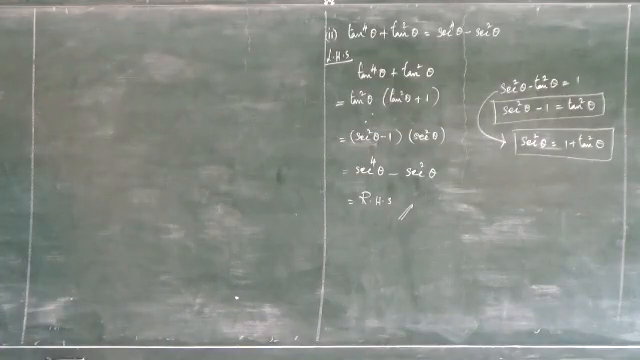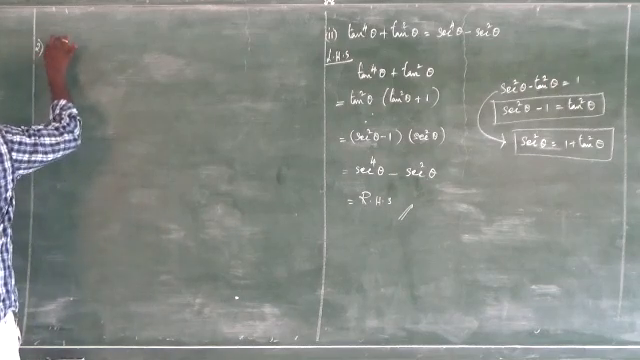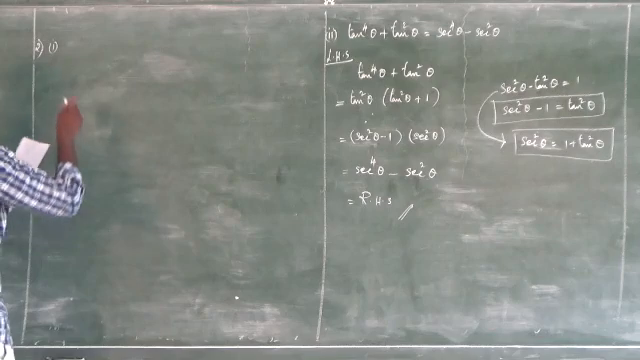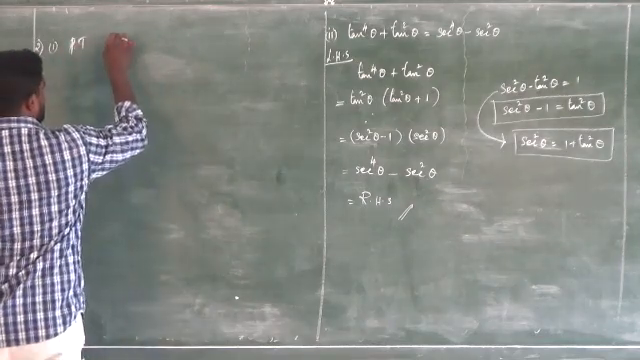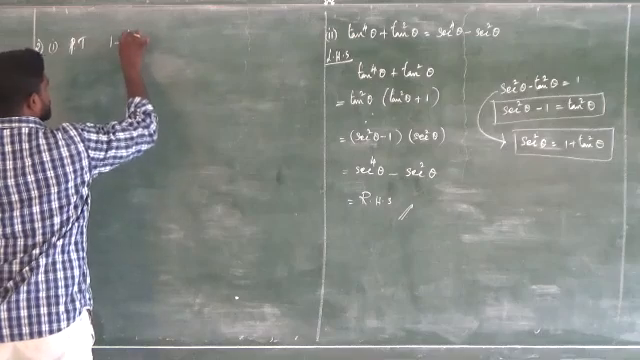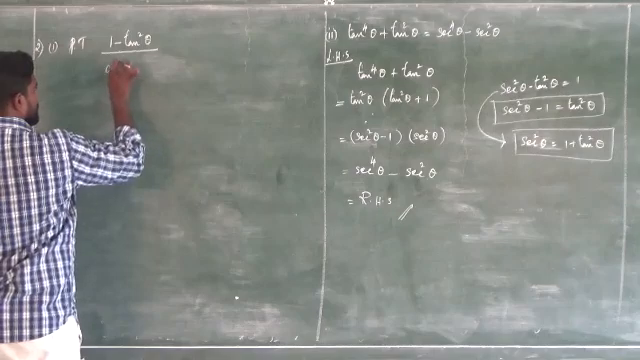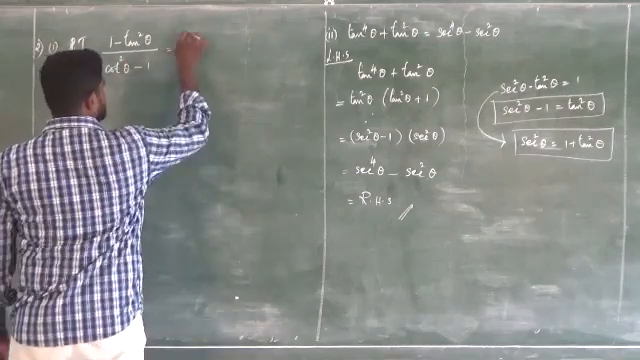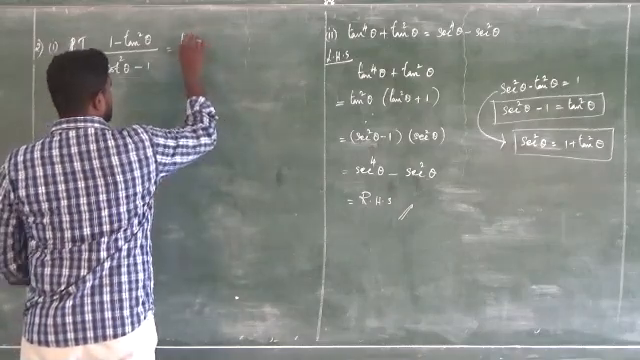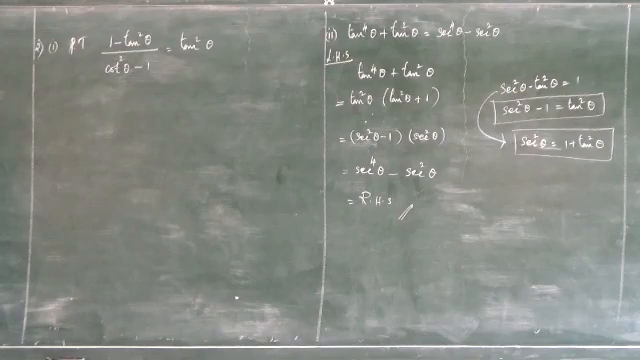Next problem. Second sum, first subdivision. Prove that 1 minus tan square theta by cot square theta minus 1 is equal to tan square theta. So take LHS.